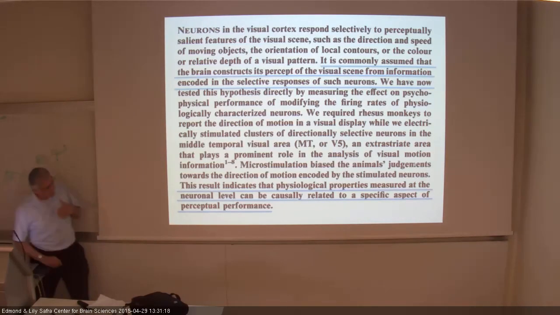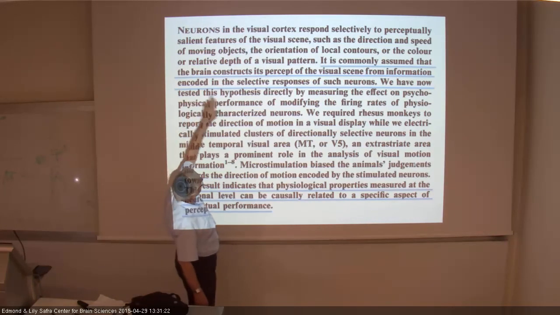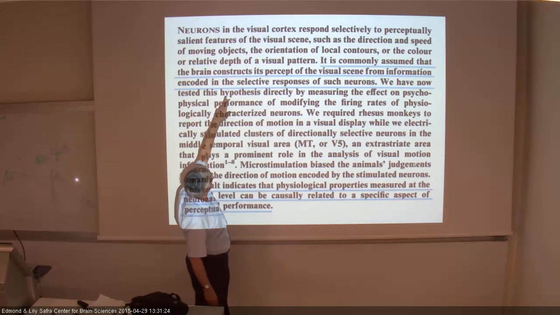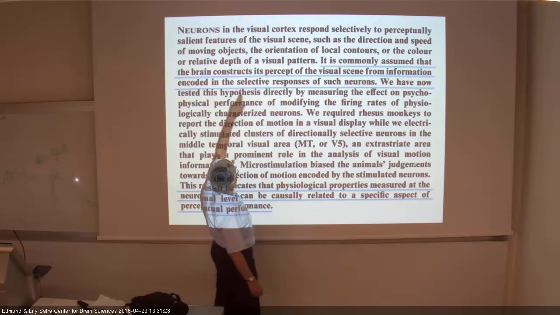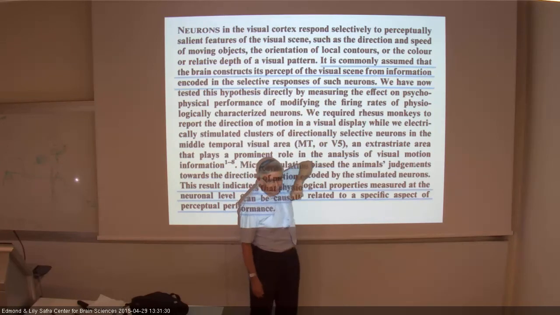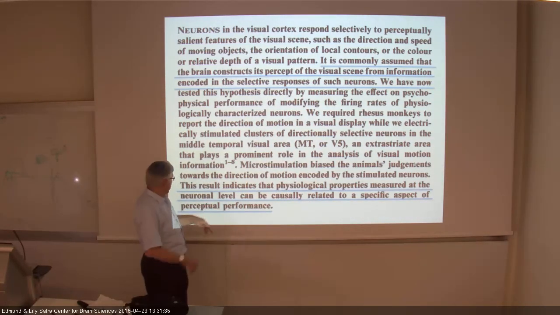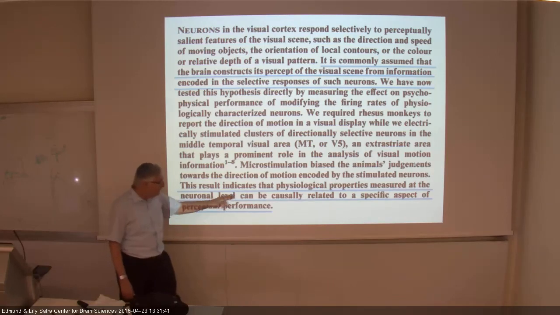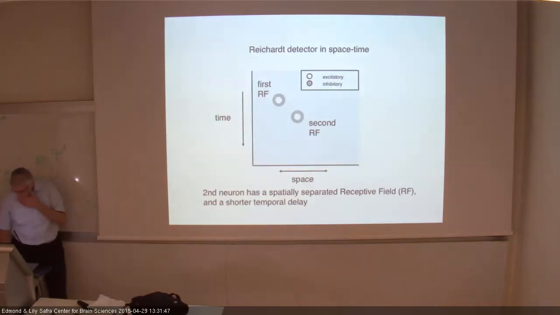Just from the abstract of Newsome: It is commonly assumed that the brain constructs its percept of the visual scene from information encoded in the selective responses of such neurons. But how do we know that it really does? And therefore, he does this study where he stimulates and conditions cells, which indicates that the physiological properties measured at the neuronal level can be causally related to a specific aspect of perceptual performance. Okay?